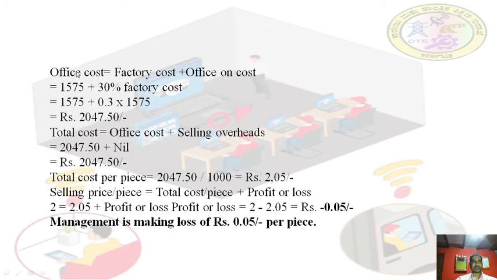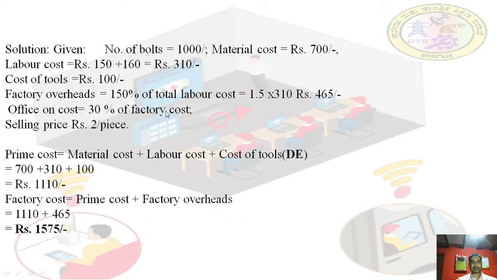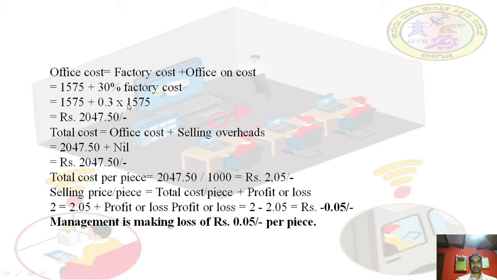Next is office cost. Office cost is equal to factory cost plus office on cost, that is office expenses. The office on cost is given as 30% of the factory cost. The factory cost we got as 1575. So 30% of 1575 plus the factory cost, which is again 1575, will become 2047.50. If you convert this and add this, it will become 2047.50.